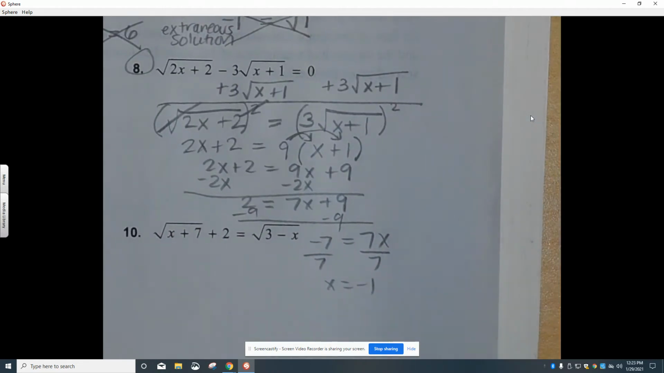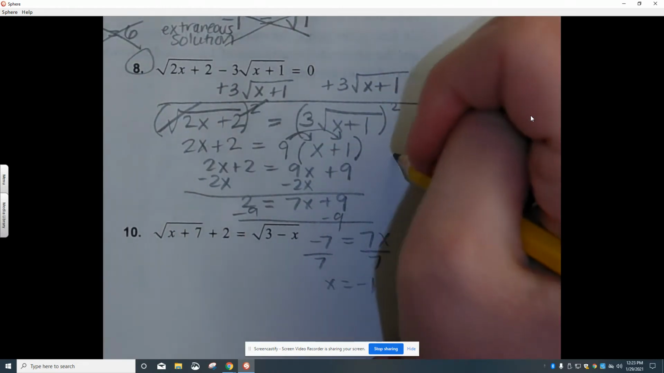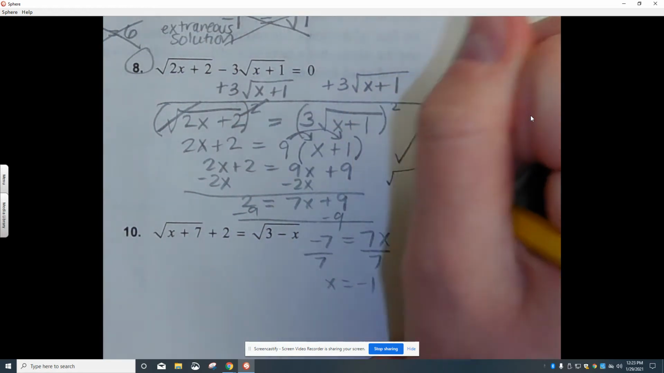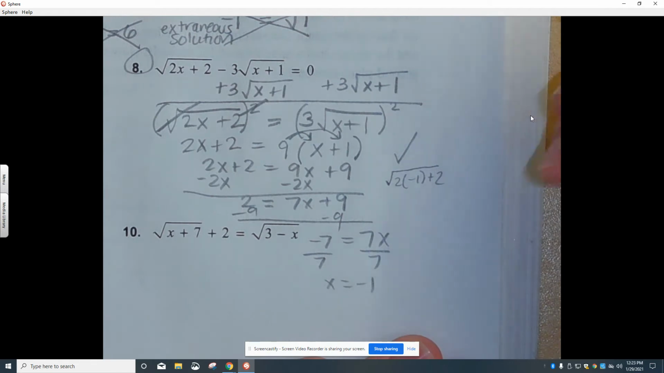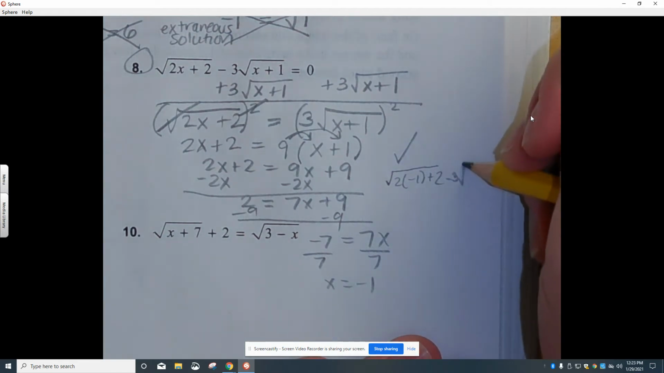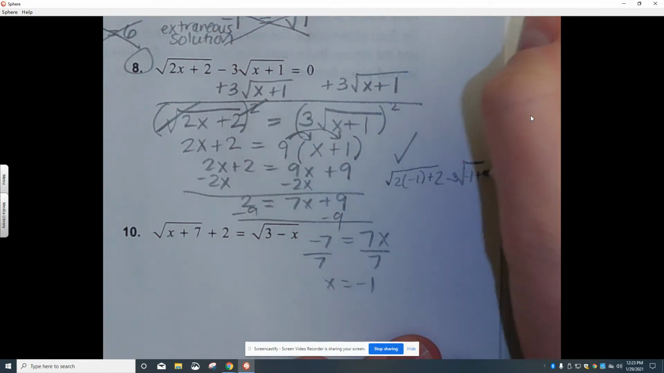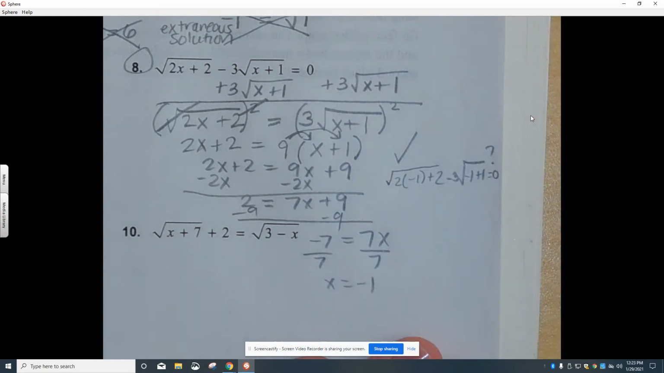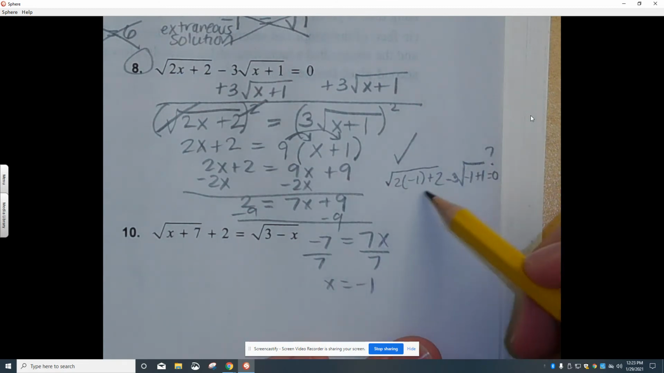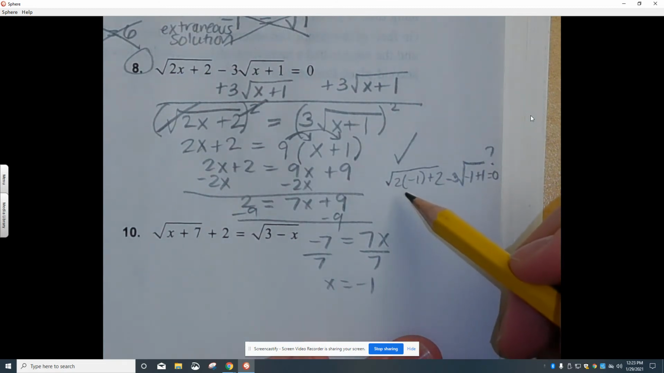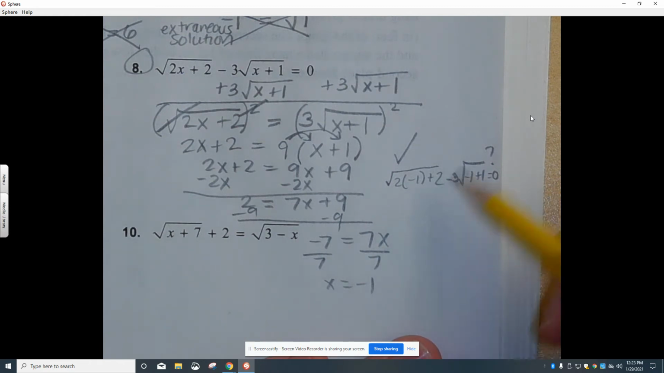So plug in negative 1. So we've got, if we check it, 2 times negative 1 plus 2. And then subtracting 3 times negative 1 plus 1. And does it equal 0? So we're trying to figure out. So if we simplify this by hand first, it makes your life way easier. You're going to multiply these numbers. So 2 times negative 1 is negative 2. Negative 2 plus 2 is 0.